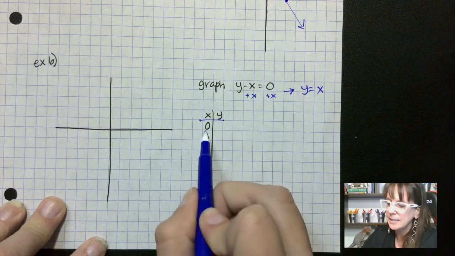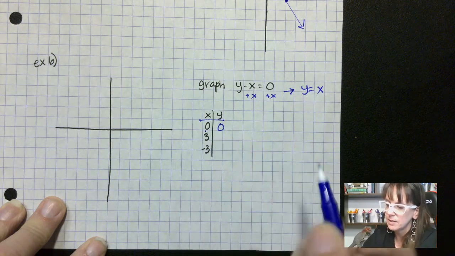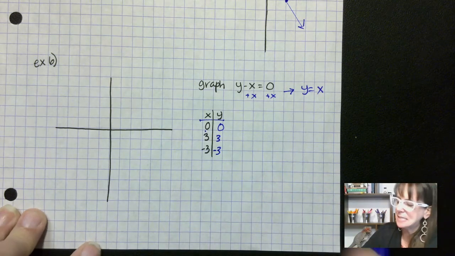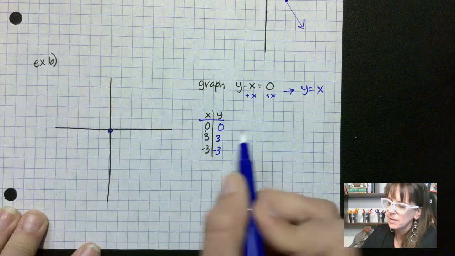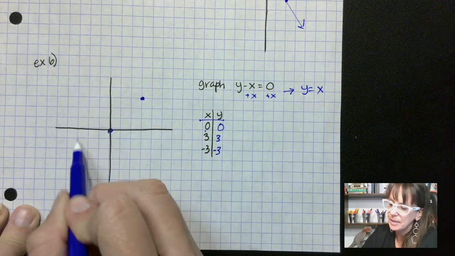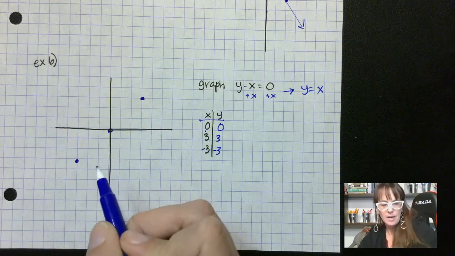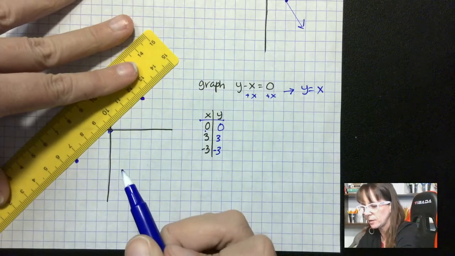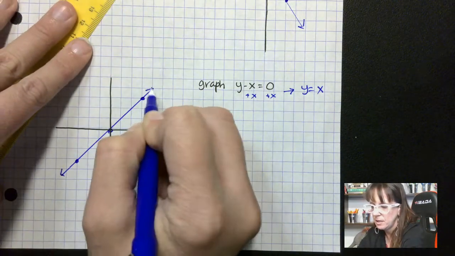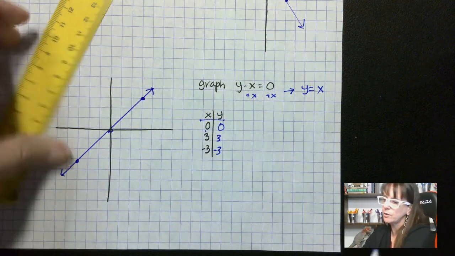So if I plug in a 0 for x, y is 0. Plug in 3, I get 3. Plug in negative 3, I get negative 3. Easy peasy. 0, 0. Then we go over 3, up 3. And we go over negative 3 and down 3. Again, we're going to graph those guys, right? Or we're going to draw the line with our straight edge here. Kablam, kablam, just like that. And there you go. You have just graphed that guy.